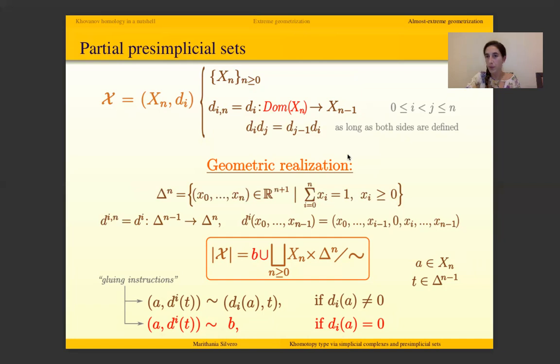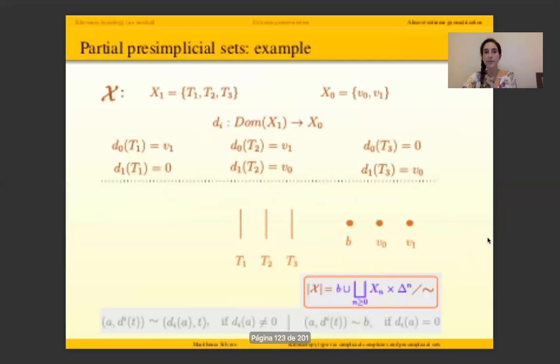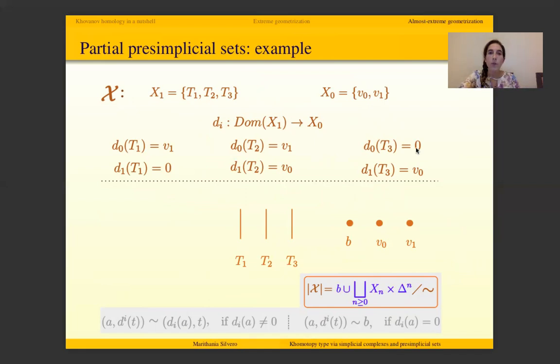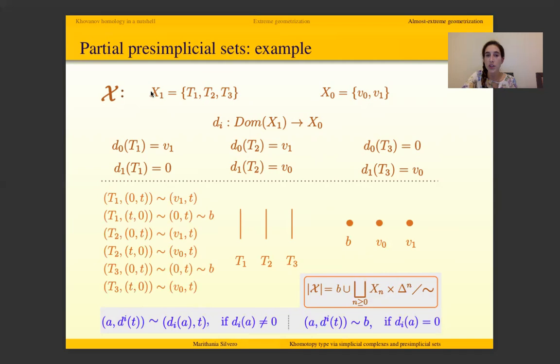So let's see an example. Imagine we have this partial presimplicial set. If we want to construct this geometric realization, we say, okay, we have three elements in X_1. So we have three copies of Delta^1, meaning three segments, T1, T2, and T3. Here we have two vertices, two elements, V0 and V1. So this means that here we have two vertices, V0, V1. And this B that we have to add because we are considering partial presimplicial sets. And now with the differentials, if we make these identifications, we get exactly those relations that we have here, okay?